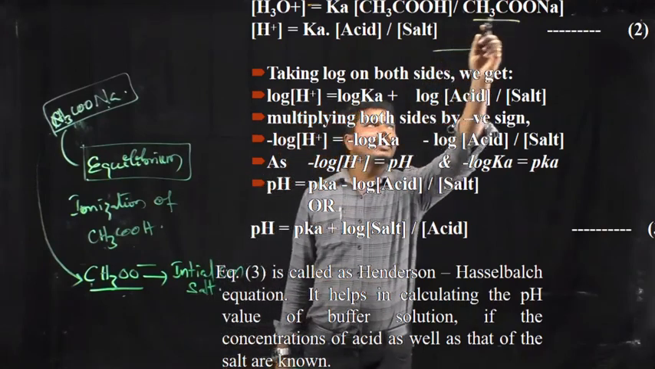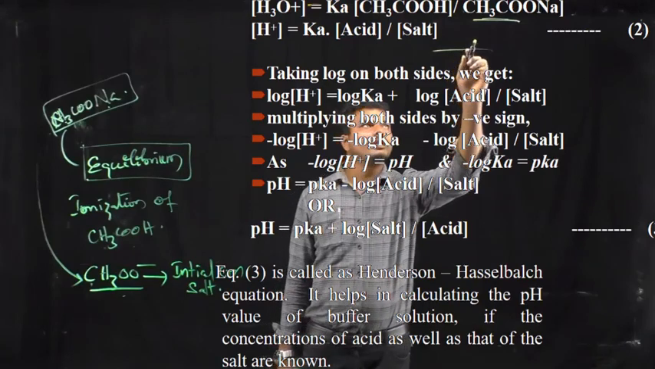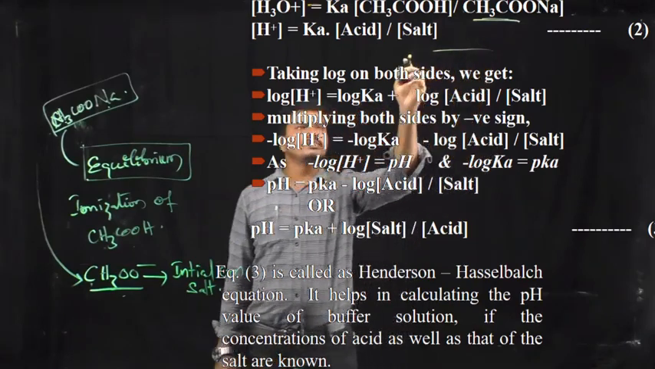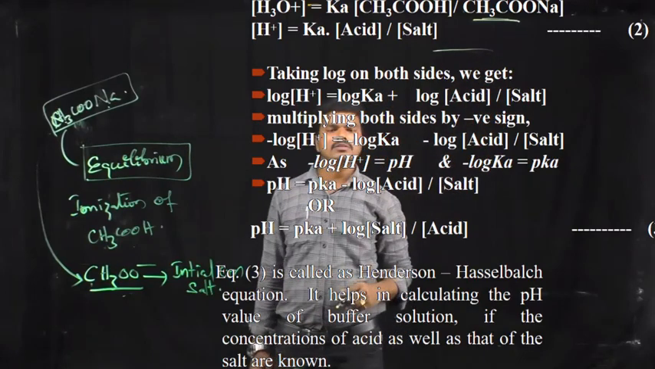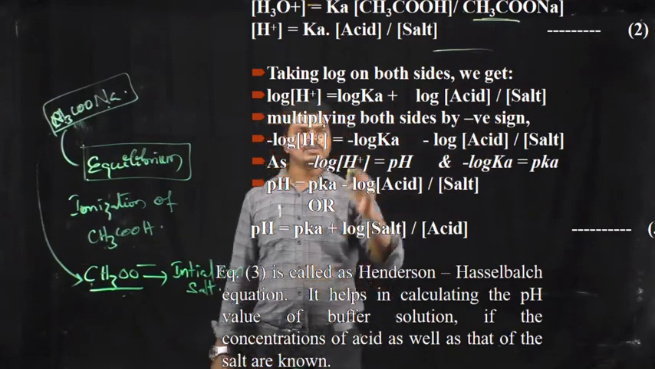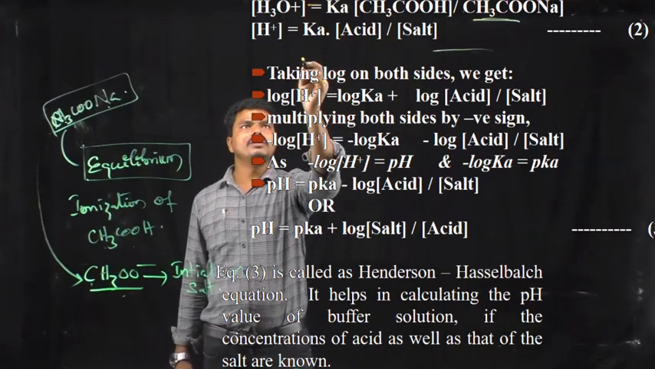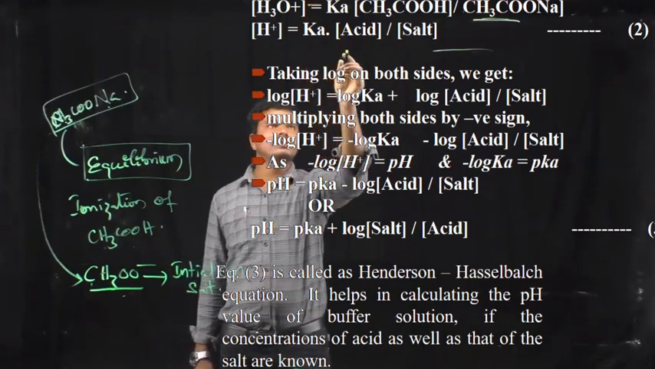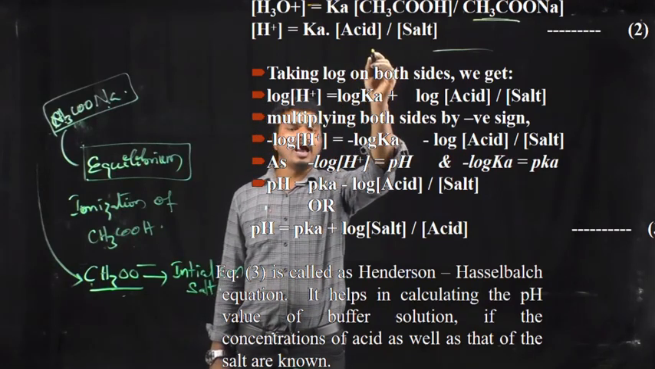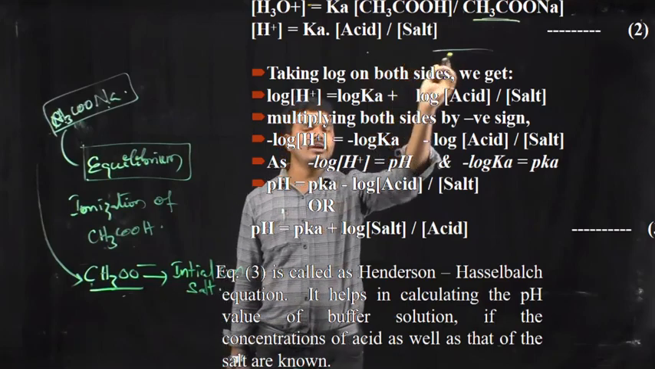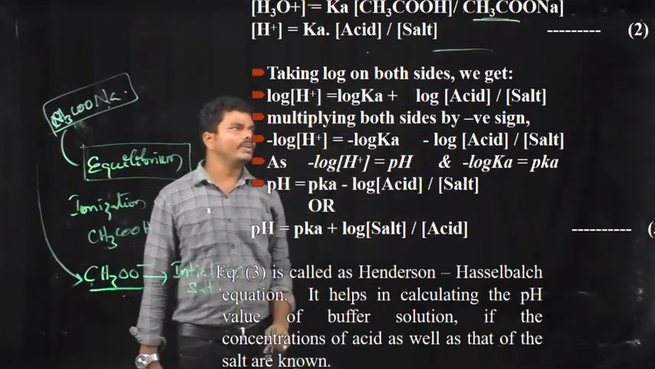Instead of acetate ion, we will replace the acetate ion with that of the salt. Why? Because the concentration of the acetate is equal to the initial concentration of the salt. So then we can rewrite this equation: the hydronium ion concentration, H plus, is equal to the acid dissociation constant multiplied by the acid concentration divided by the salt concentration. Okay, and it is considered as equation 2.